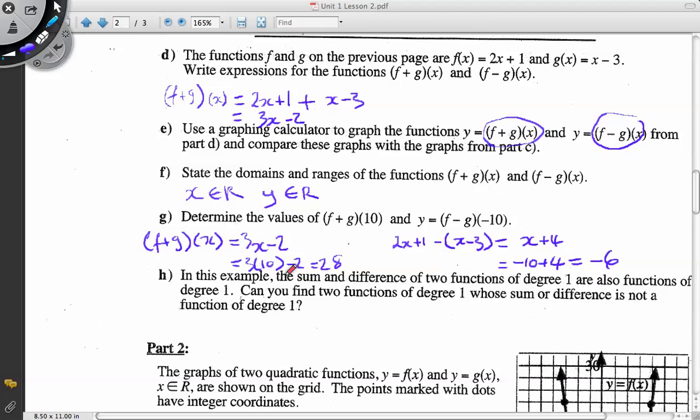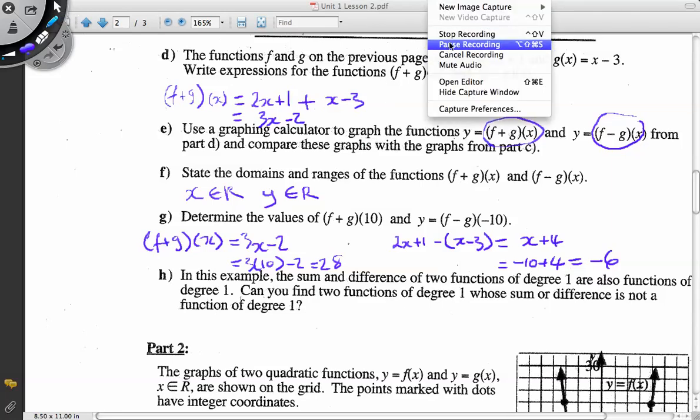In this example, the sum and difference of two functions of degree 1 are also functions of degree 1. Can you find two functions of degree 1 whose sum or difference is not a function of degree 1? That's a bit wordy, isn't it? I'm just trying to think what that means. So while I do that, I'll just pause the video.